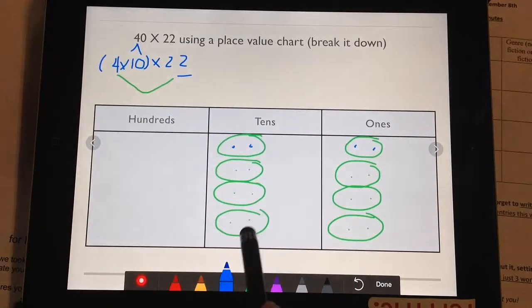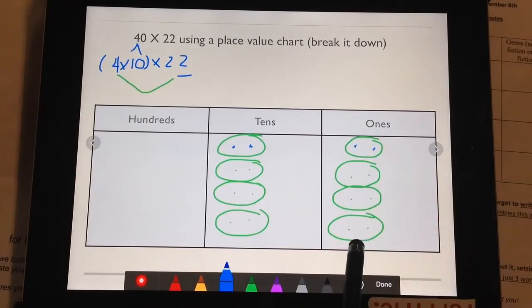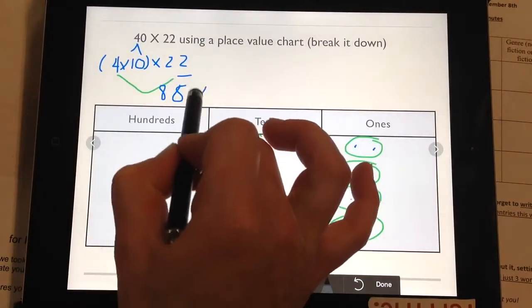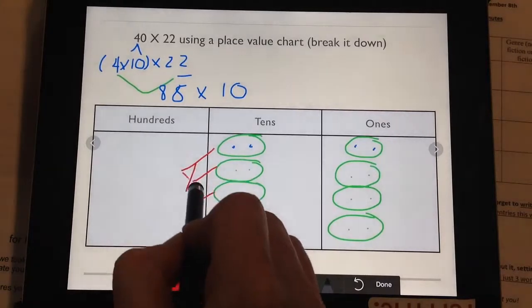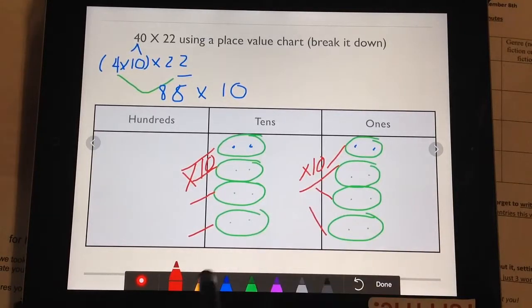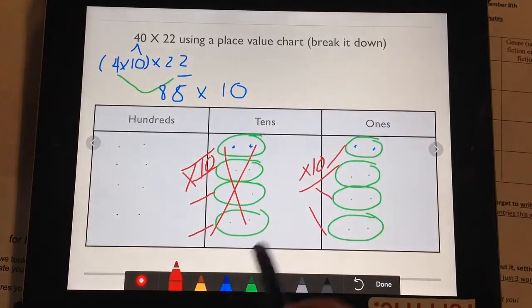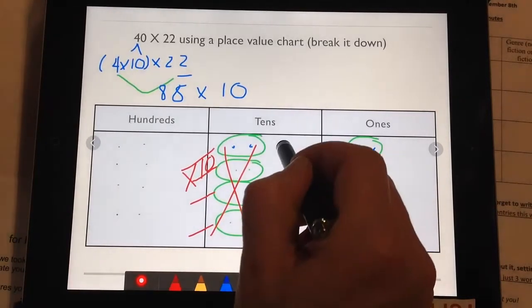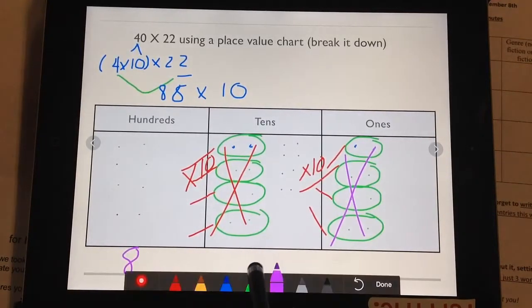So 4 times 22 gave us 88, right? 2, 4, 6, 8 10s, 2, 4, 6, 8 1s. So that's 88 times 10. I'm just going to write a big times 10. Same story here. And if we do that, then we just transfer everything over because it's multiplied times 10. I'm going to change my color here so that we can see them moved over. Now I have 8 hundreds, 8 10s, and 0 1s. It's the same story, 880.